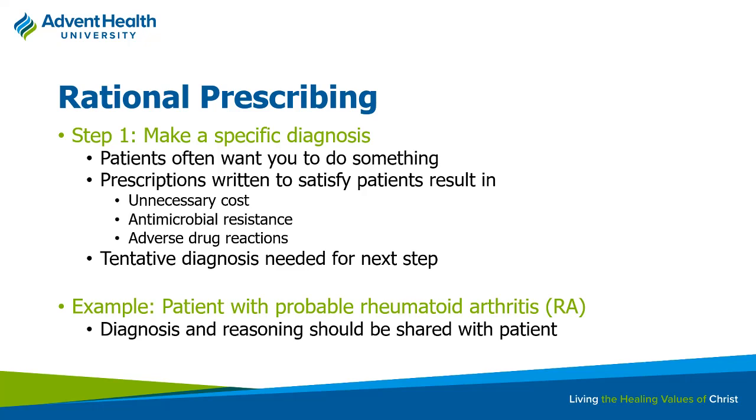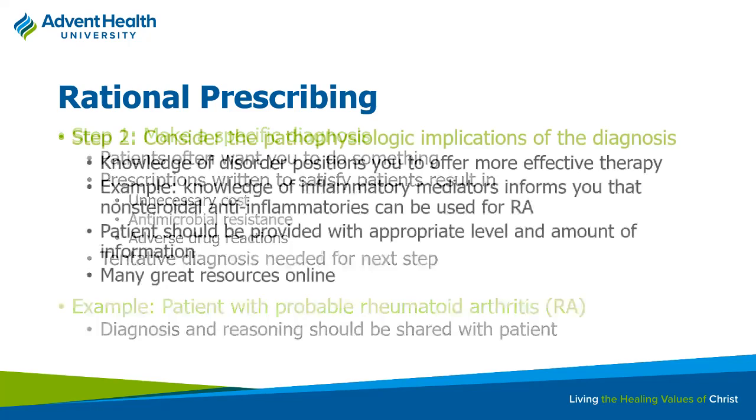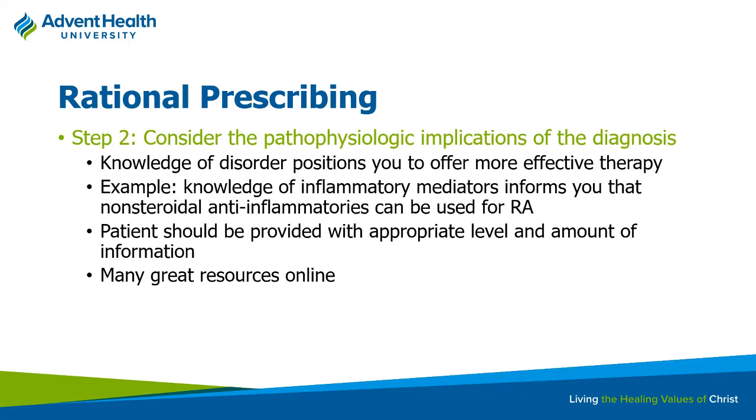However, once we have our tentative diagnosis, then we can move on to the next step. So, for instance, let's say we have a patient who has probable rheumatoid arthritis. We've done the laboratory test, we've done our exam, we think the patient has RA. RA is an autoimmune disease that involves a lot of inflammation. We're going to see how that's important in just a moment. So, you need to consider what the pathophysiology of the disease state is in order to make a rational decision on how to treat that.